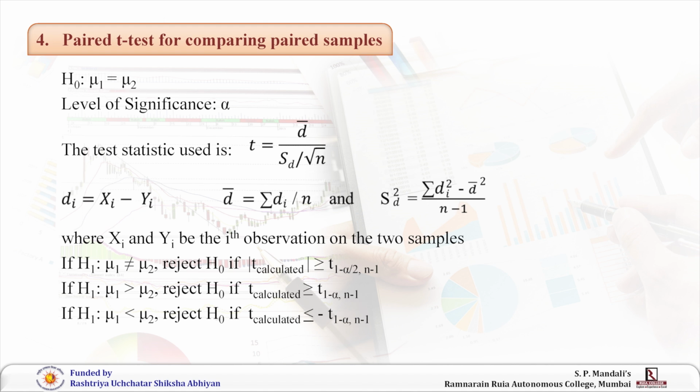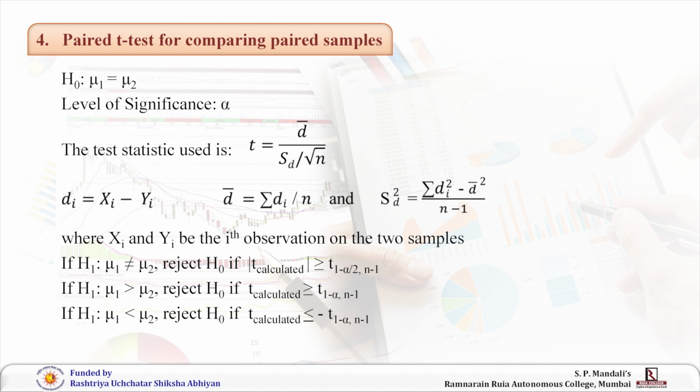The decision criterion for H1: mu1 not equal to mu2 will now have n minus 1 degrees of freedom; for mu1 greater than mu2, t at 1 minus alpha with n minus 1 degrees of freedom; and for mu1 less than mu2, minus t at 1 minus alpha with n minus 1 degrees of freedom.